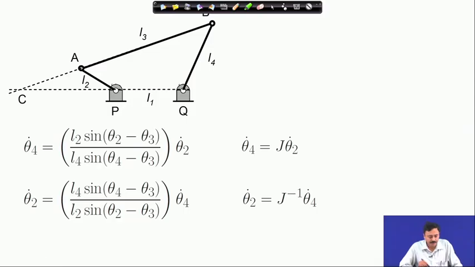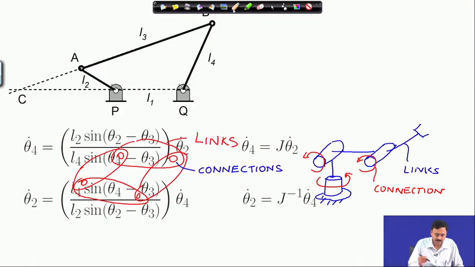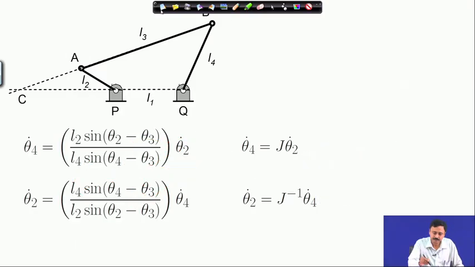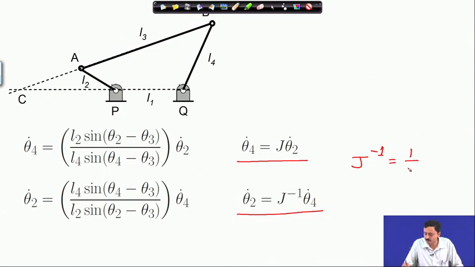So, let me write down the relations once again. Now, what I have done here is I have written it in 2 ways. I have kind of inverted: I have written theta 4 dot in terms of theta 2 dot, and here I have written theta 2 dot in terms of theta 4 dot by the Jacobian inverse, which is 1 by J. Essentially, since it is a scalar, the Jacobian inverse is 1 over J.